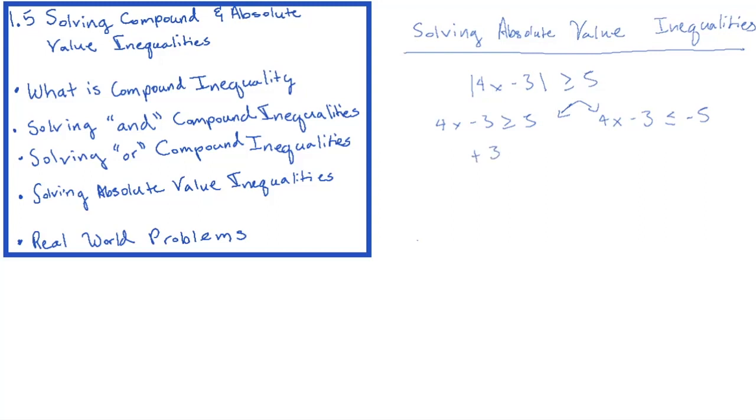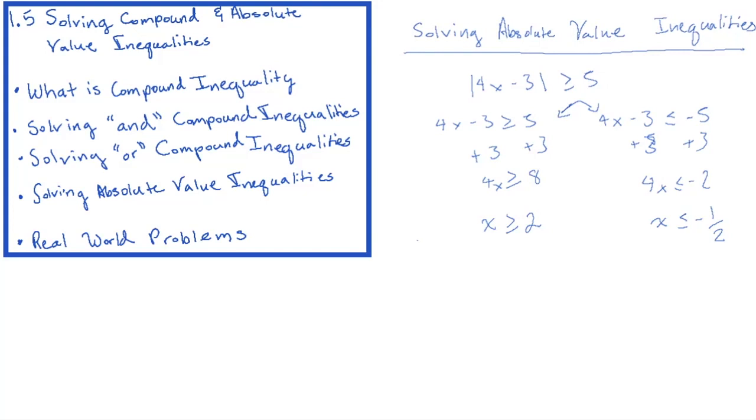Case 1, we're going to add 3 to both sides. You end up with 4x greater than or equal to 8. Then you divide both sides by 4, so x is greater than or equal to 2. Then on this one, we're going to add 3 to both sides. You end up with 4x is less than or equal to -2, and then you get x is less than or equal to -1/2. Notice I didn't have to flip anything from here to here because I didn't divide by a negative. I divided by a positive number, which was 4.